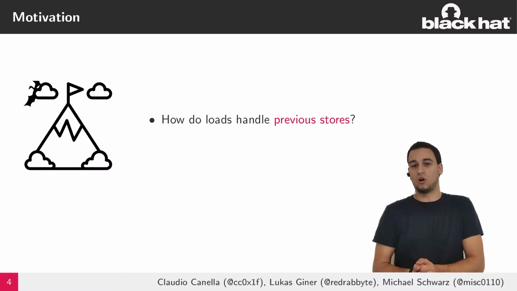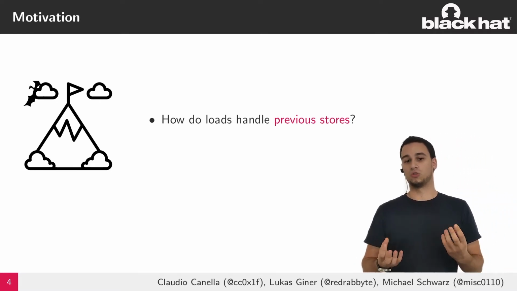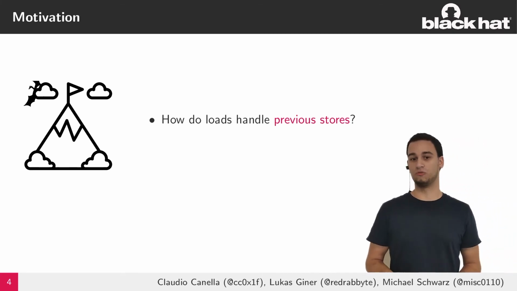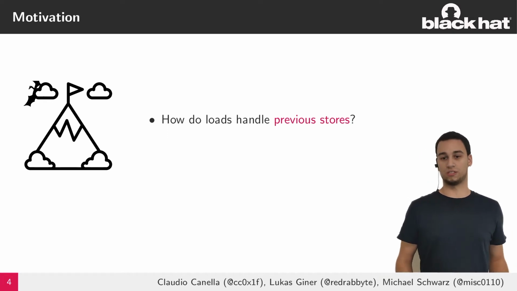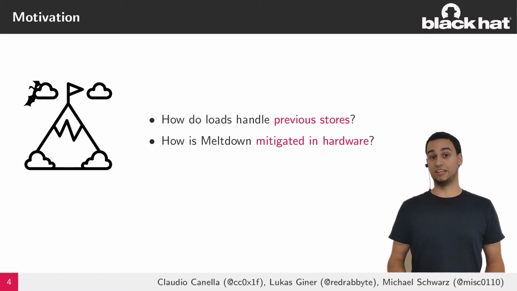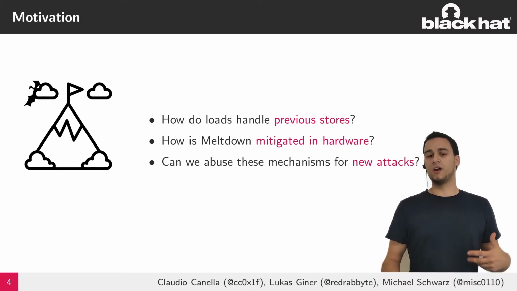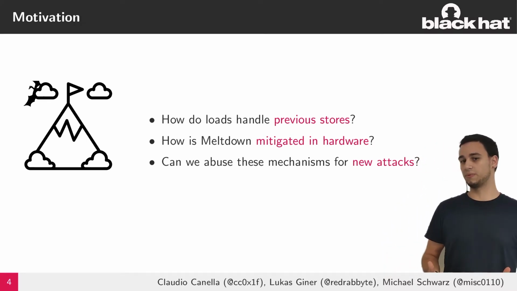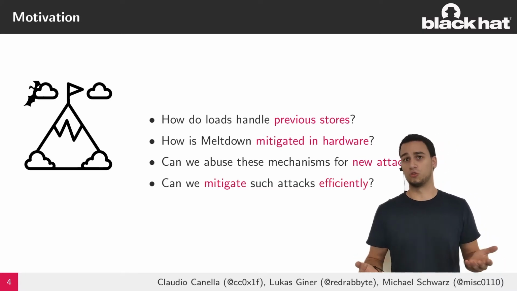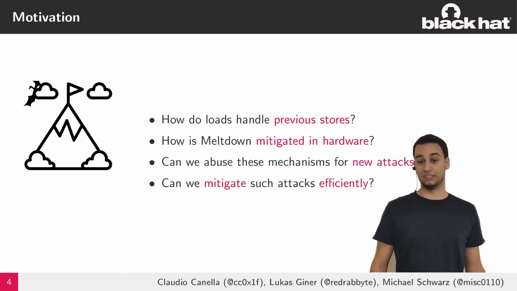So what is this talk about? We want to figure out in this talk how stores and loads are handled on modern microarchitectures. What happens if we load a value from a location where we previously stored some value? We also want to look at the Meltdown mitigations and see what they changed in this store and load path in the microarchitecture, and see whether we can figure out some new mechanisms from that allows for some new attacks. And of course, we also want to mitigate those attacks that we find, so we'll also talk about some clever mitigations here.